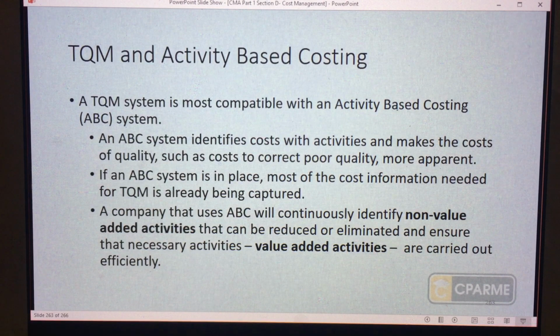So a company that uses ABC will continuously identify non-value added activities because remember, the bases know your cost drivers. So it can identify immediately which of your activities would have to be reduced or eliminated by simply identifying that these activities are non-value adding and these are value adding. So again, it boils down to which activities are value adding.